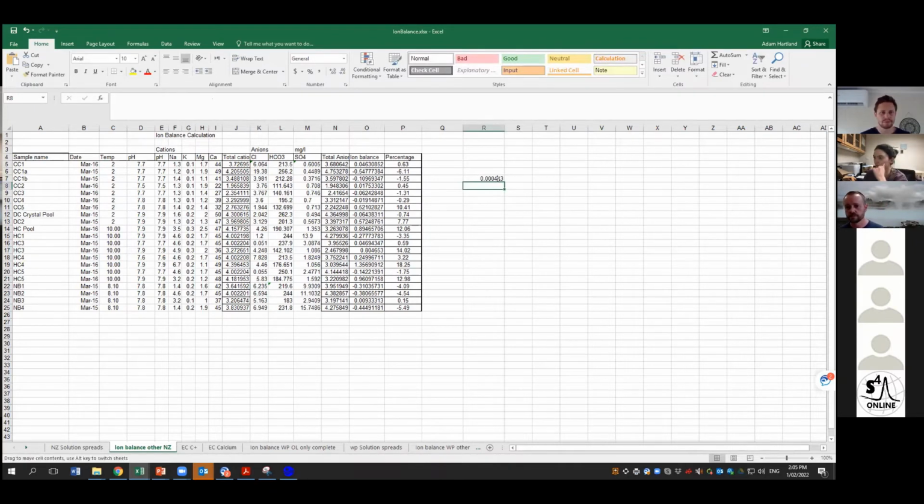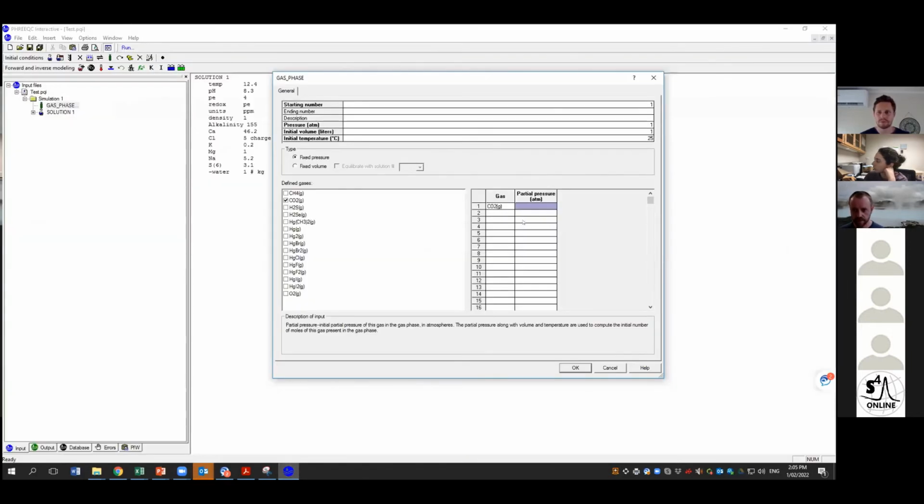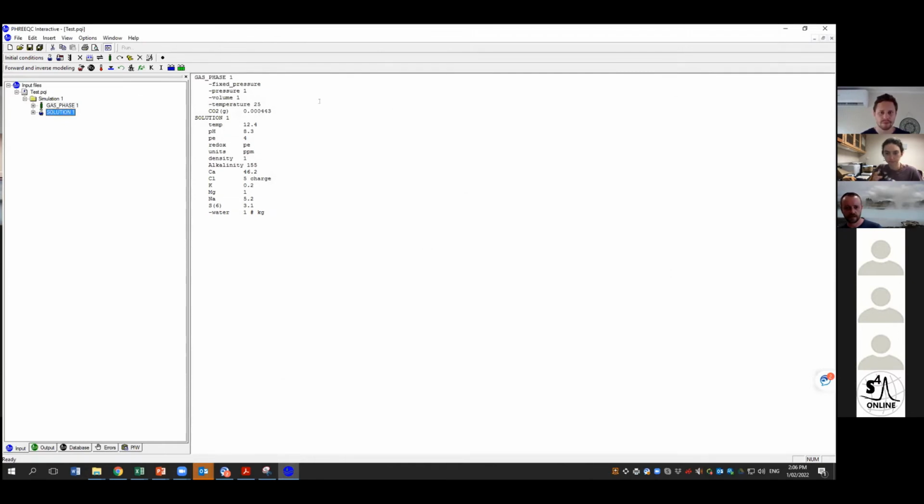Which should be a PCO2 value of, basically, 10 to the minus 4. So that's the equivalent in ppm in atmospheres. So that's 443 parts per million in atmospheres. Okay. So I'm just going to hit OK, and that's popped up there in the scripting window.